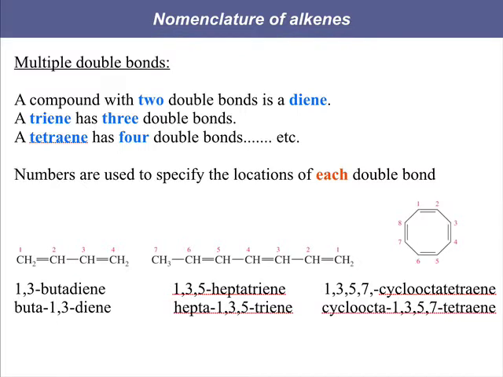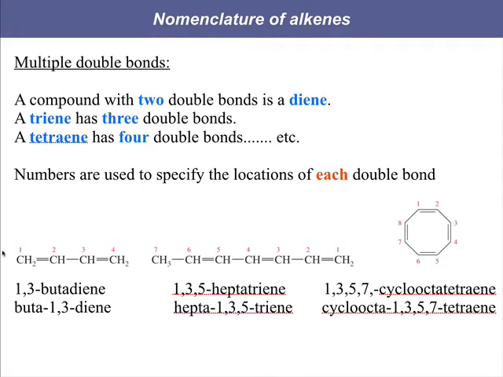Now, many alkenes have more than 1 double bond. So in the event that our structure has multiple double bonds, here's how we deal with it. A compound with 2 double bonds, we call a diene. With 3 double bonds, we call it a triene. 4 double bonds, we call it a tetraene, etc., etc., etc. And this probably didn't surprise you. Numbers are used to specify the locations of each double bond.